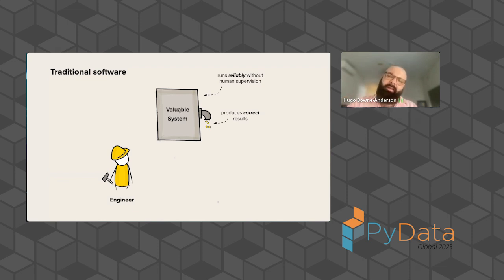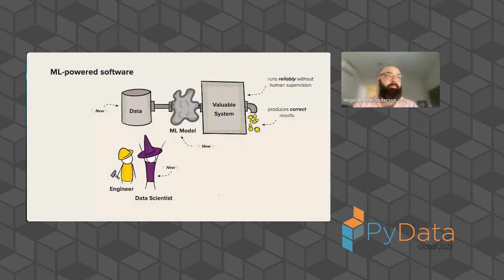We can think of how to slice this in a variety of ways. But two things that we definitely require of any software system is that it will run reliably without human supervision. So were I to build it and wanted to go and have dinner and close my laptop, we'd want it to run reliably for you or the end user. We also want it to produce correct results. So these are two incredibly important aspects of any traditional software system that we still require when we go to machine learning and data and AI-powered software, right?